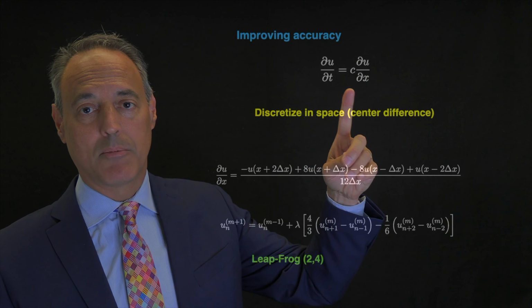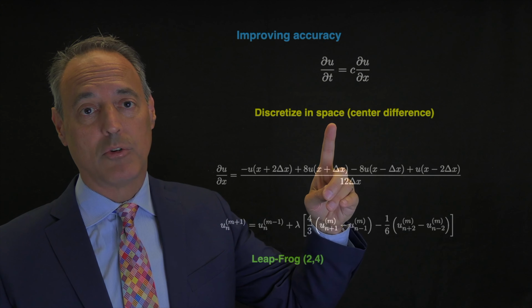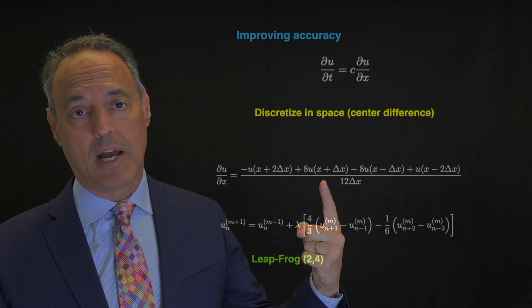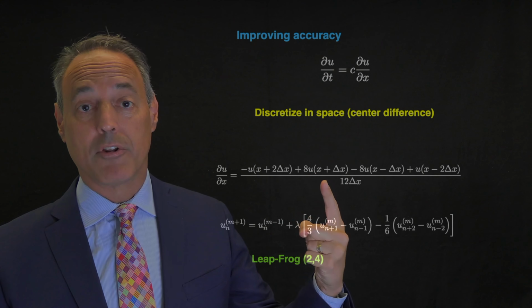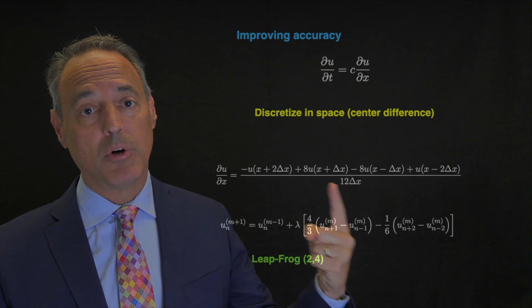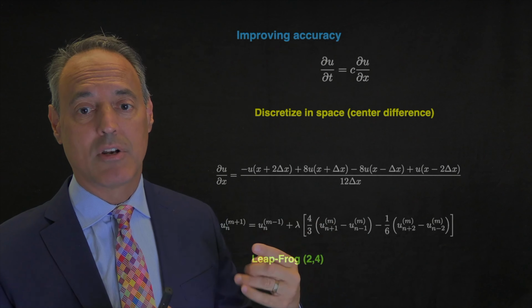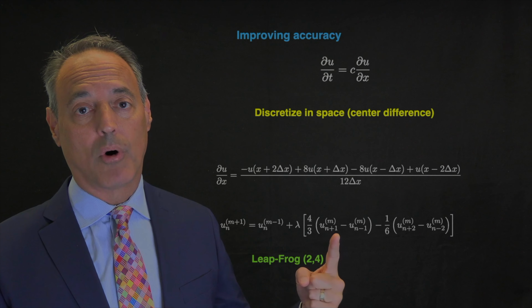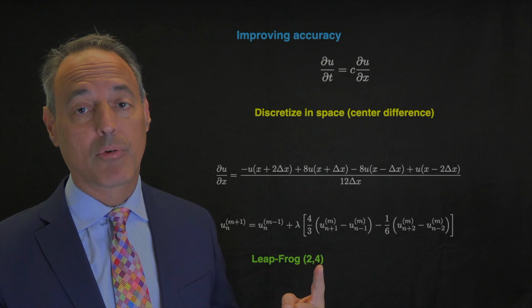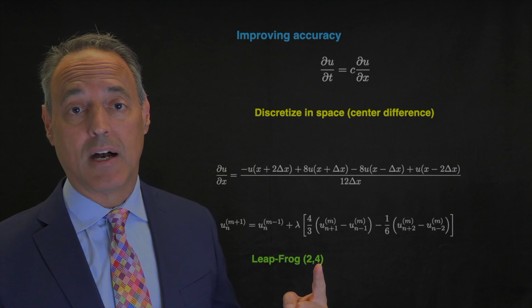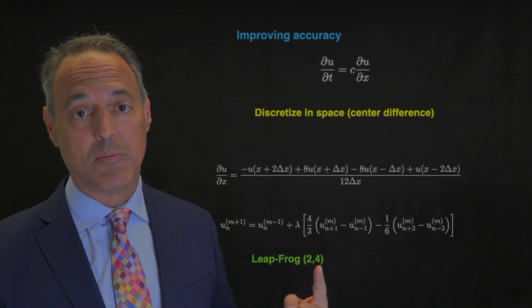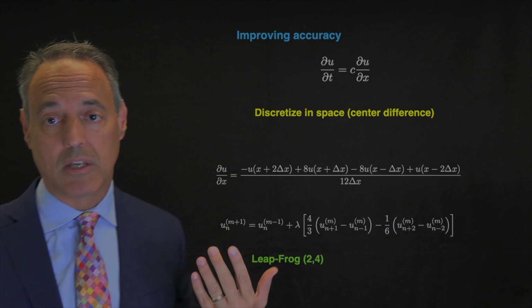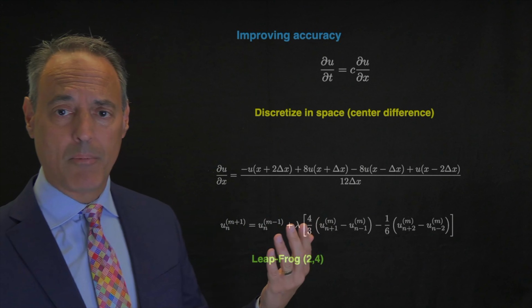Let's come back here, same equation, but now we can do something else. We can improve our accuracy. If you want to improve your accuracy, we can use a 4th order accurate difference scheme for the first derivative, and here it is. When you put that in, along with the center difference in time that we had before, here is your new scheme. This is called Leapfrog 2-4. What we've done is improve the accuracy of the discretization in space to be 4th order accurate, but we're still using a 2nd order accurate scheme in time. So that's Leapfrog 2-4.